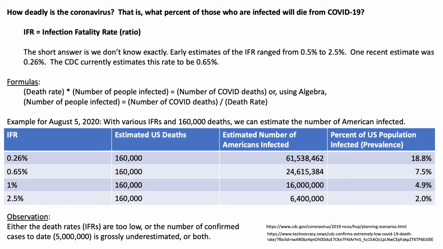Well, we only have about 5 million cases right now. And so either the death rates are too low or the number of confirmed cases to date is grossly underestimated. Or, of course, both of those two things can be true.